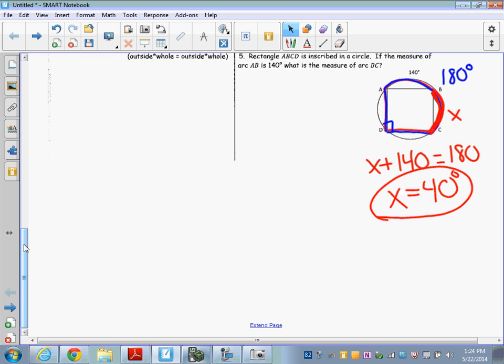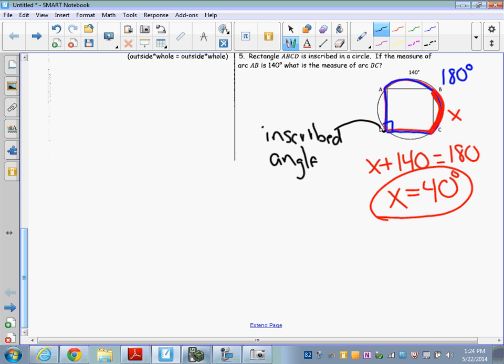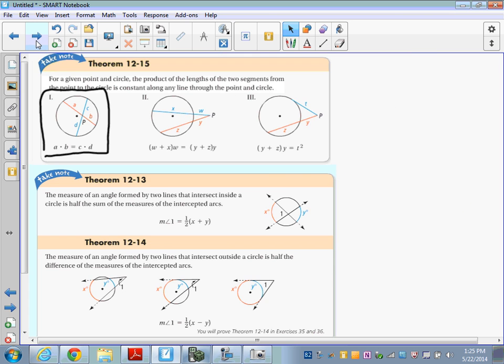So remember, we have another inscribed angle. It's formed by the vertex being on the circle. Remember, this is the vertex right here, D. It's on the circle. So I cut it in half, or in this case, I double 90 to get to 180.